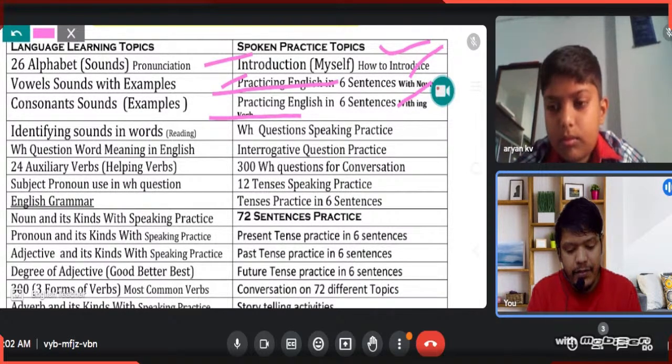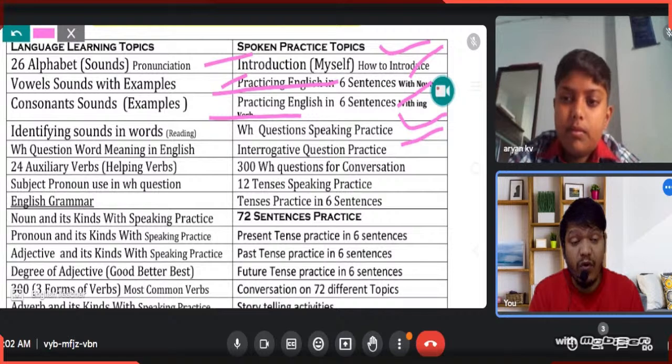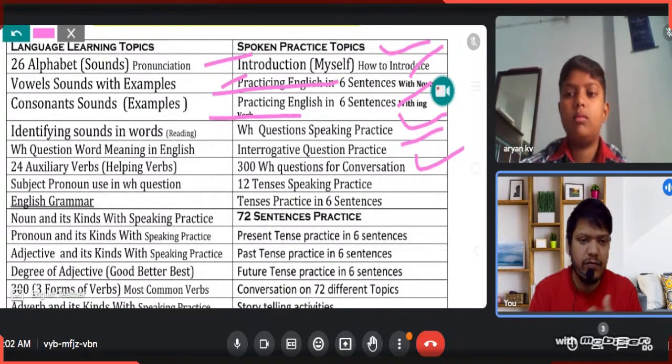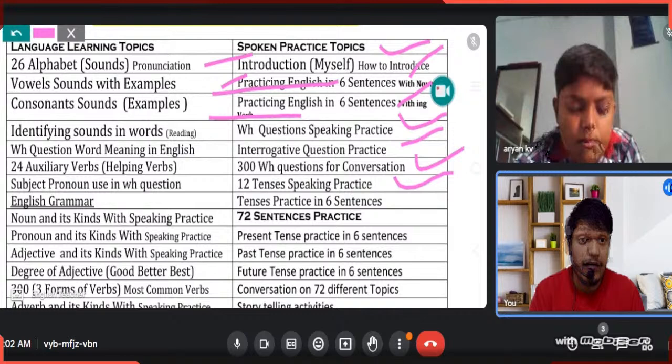And then WH question practice, one is spoken. How questions: how do, how is, how are, how was, how will, how can. And then interrogative questions, yes/no questions, using all the auxiliary verbs in front and then trying to make WH questions. And then conversation questions, various conversation questions for conversation practice. How long do you, how long does it, when, why, where, and were you there, various kinds of questions are there. And then 12 tenses, very important for practicing.